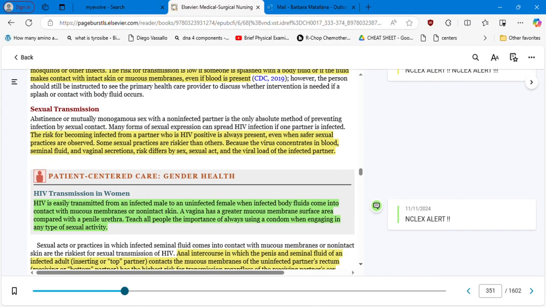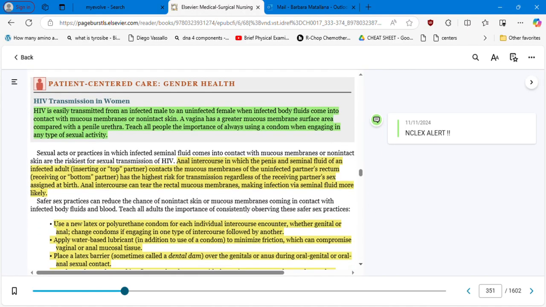Now, sexual transmission: the risk for becoming infected from a partner who is HIV positive is always present, even when safer sexual practices are observed. Some sexual practices are riskier than others. We know that, right? Because the virus concentrates in blood, seminal fluid, and vaginal secretions. Risk differs by sex, sexual act, and the viral load of the infected partner. Okay, so avoid risky sexual activities.